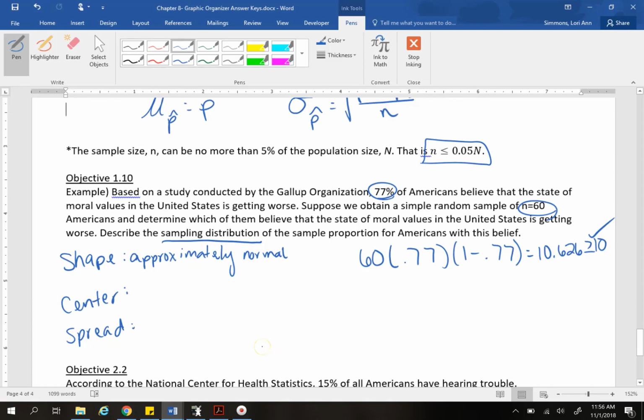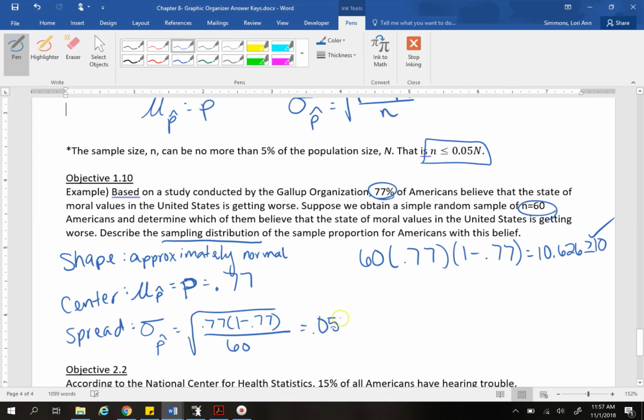Okay, what do you think our center is going to be? We're looking for mu sub p hat, which is equal to the proportion, 0.77. And the spread is denoted by your standard deviation, sigma sub p hat. We have p, so 0.77 times 1 minus p, all divided by n, under the square root, and this should equal 0.054.